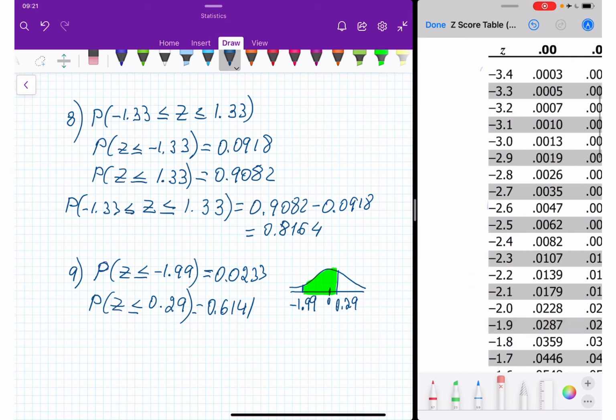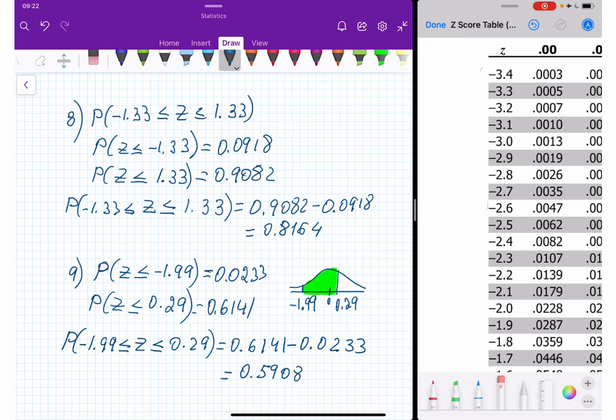All right. So from here, probability between z-score is greater than negative 1.99 and less than 0.29 is equal 0.6141 minus 0.0233, and that is equal 0.5908.